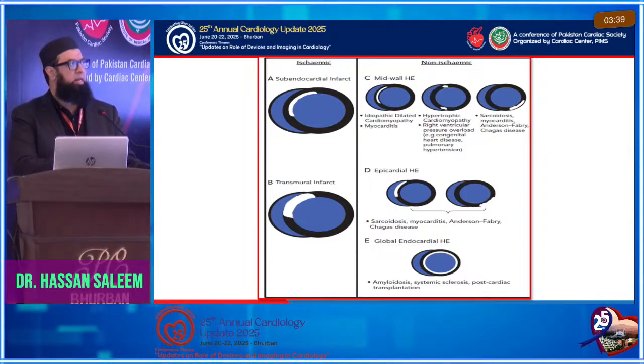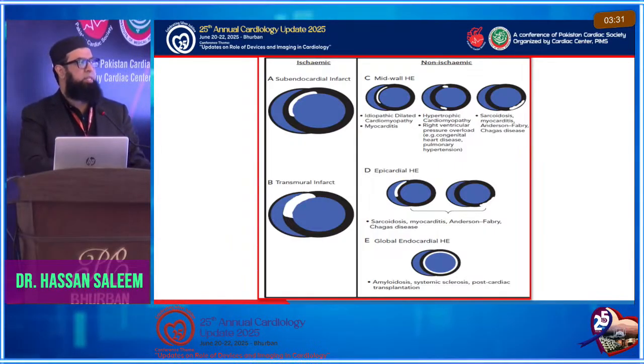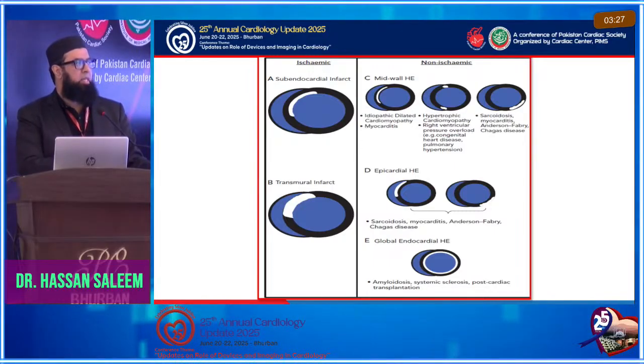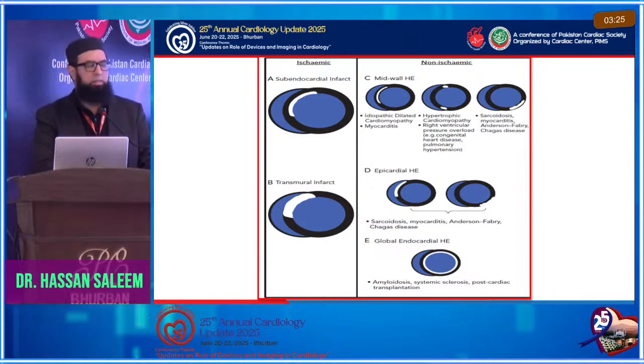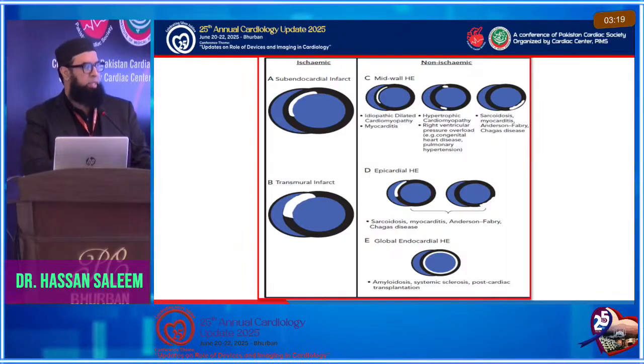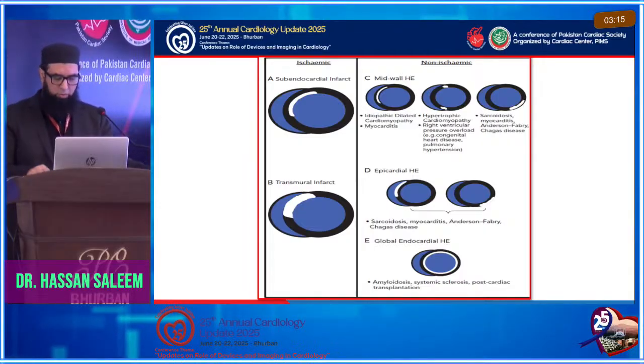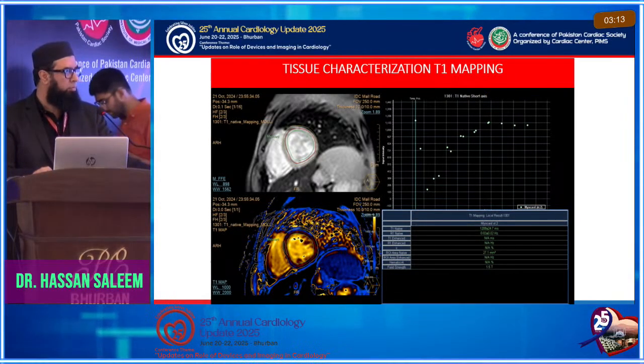We can see it in the dilated cardiomyopathies, myocarditis. Then at the RV attachment site, this is HCM. Sarcoidosis, its favorite site is the posterolateral wall. Then epicardial, it can be seen again in sarcoidosis, myocarditis, Anderson-Fabry, and global endocardial enhancement is basically seen in amyloidosis. We're going to, inshallah, go through all those cases.